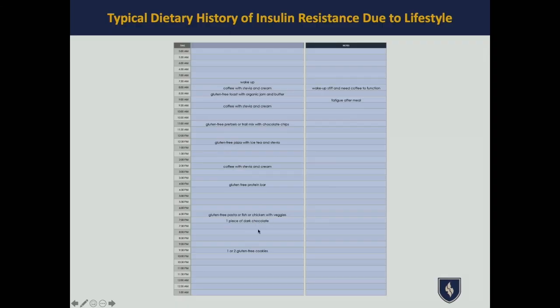And remember, many of these gluten-free products are really high in glycemic load, right? So be aware of that. And then they may have, again, 1 or 2 gluten-free cookies. So this is a person who had to go gluten-free for some reason, but is eating gluten-free products all day, and these are just promoting high glycemic responses. This is a typical pattern where you would suspect some degree of insulin resistance.